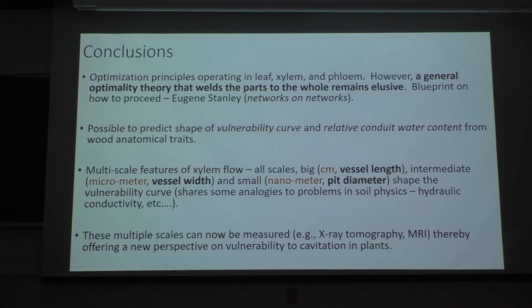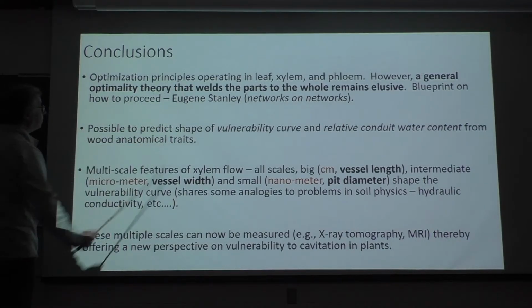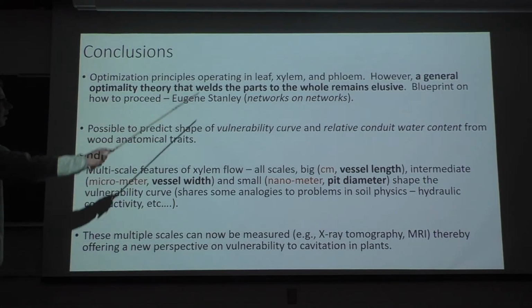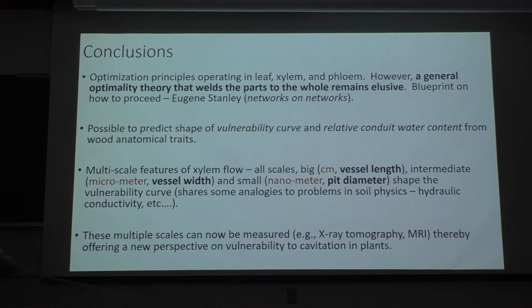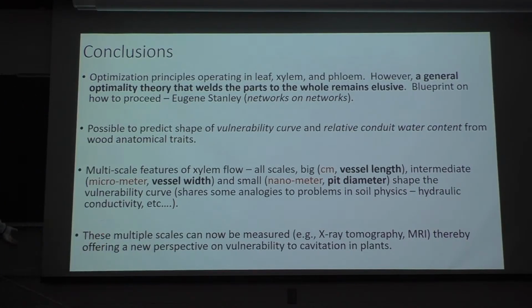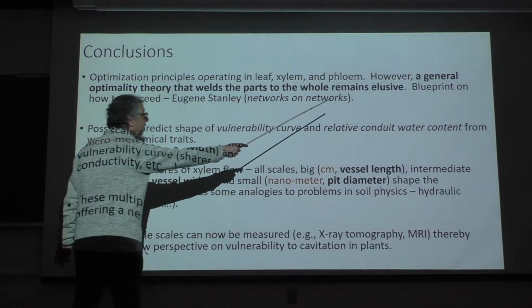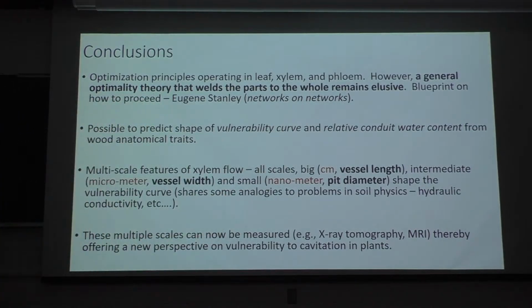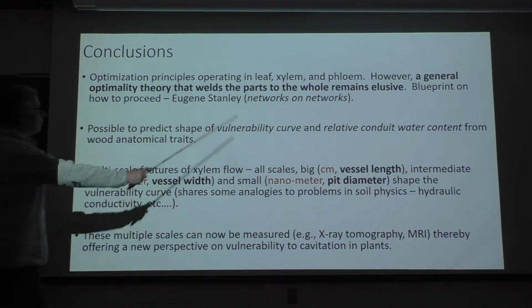there is a whole new field in physics that is labeled as networks on networks. And since we have shown that there are different optimality principles operating underneath the xylem and the flow, certainly one might ask, is there a more general optimality theory that welds these parts together? And this general optimality theory up to today remains elusive, and it may not exist. However, there are some blueprints of how to formulate it, at least mathematically, that are coming from physics.